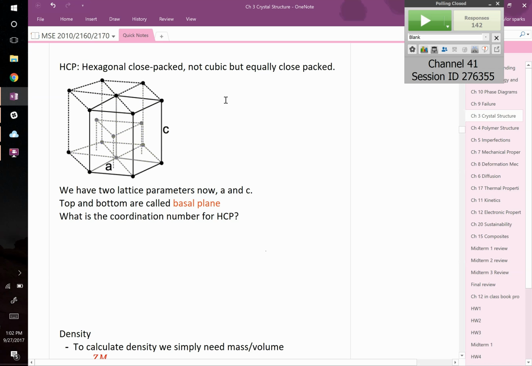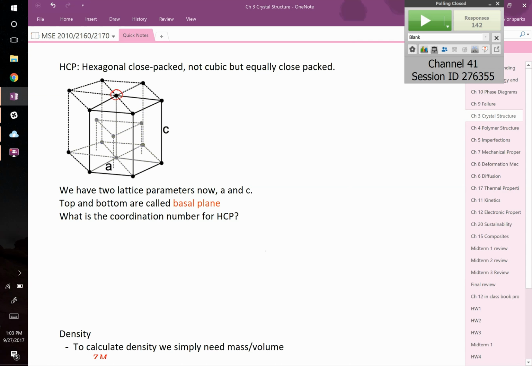Okay, for FCC, what was it? FCC was 12, and this is equally as dense, so a good guess might be that it's going to be the same number. So let's go ahead and start counting them. Let's pick an atom. Let's take this one for a moment. That one has 6 that are right around it at the same length, right?